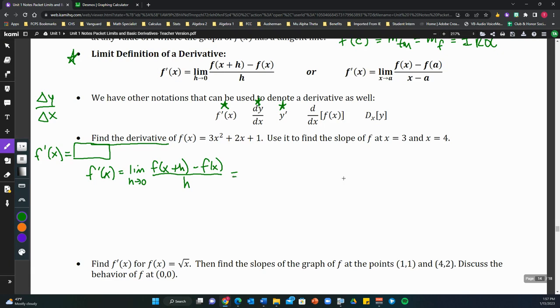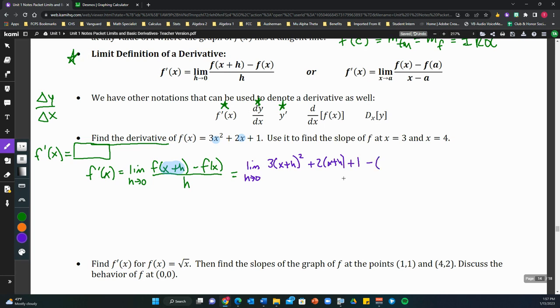So just like the last time, we actually evaluate this first piece. I'm going to do the same thing. I'm going to take x plus h and substitute it into the function f of x anywhere that x shows up. In this case, there are two places where that happens. So my result is the limit as h approaches 0 of 3 times x plus h quantity squared plus 2 times x plus h plus 1. That whole expression is the result of f of x plus h.